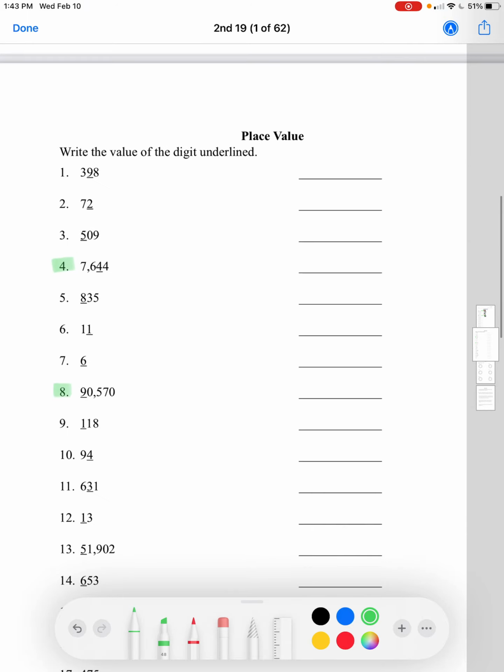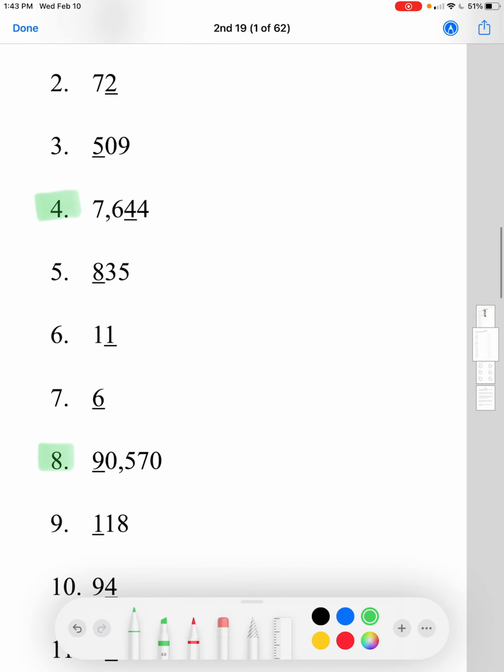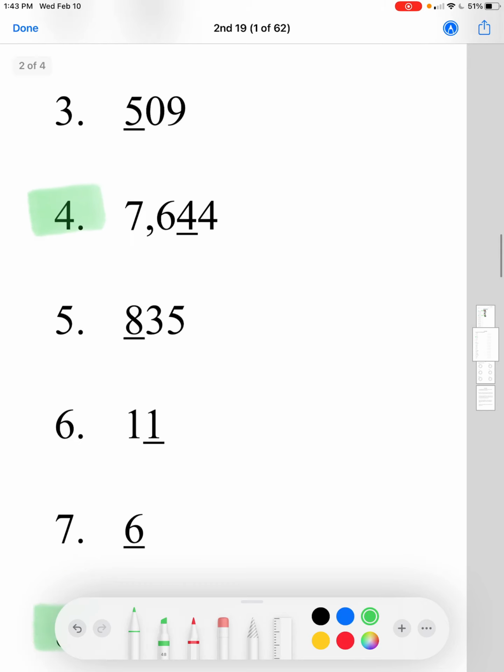Let's go over place value now. So the directions say to write the value of the digit that's underlined. So let's start with number 4. We have the number 7,644. This is the ones place, the tens place, the hundreds place, the thousands place, even though we didn't go over that yet.